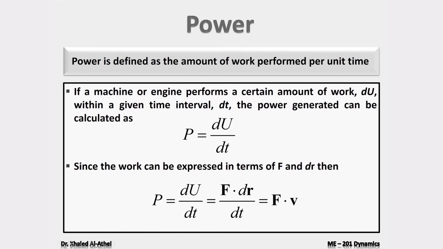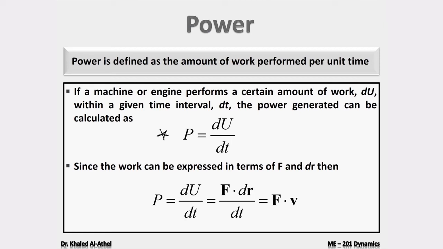Okay, power is defined as the amount of work performed per unit time. Therefore, if a machine or an engine performs a certain task, then the amount of work that is being done, which we're going to call dU, within a given time interval dt, is the power generated, and it can be calculated as P equals dU/dt. This is the definition of power.